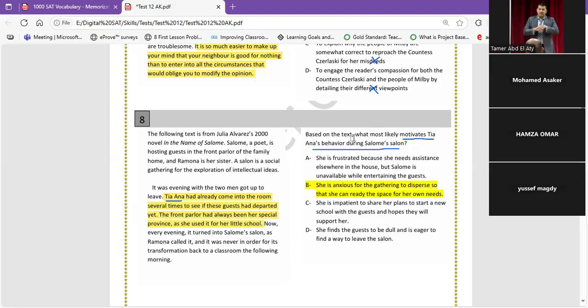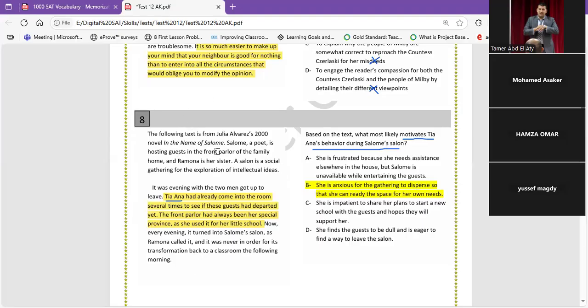And they start with skill number 2. What is this? The main idea and details, and then the sub-skill details. He said what? "Based on the text, what most likely motivates Taya Anna's behavior during Salon?" I need what motivates her. This is a detailed question, and you know that you have to read the whole text.